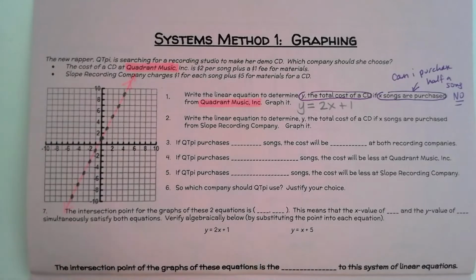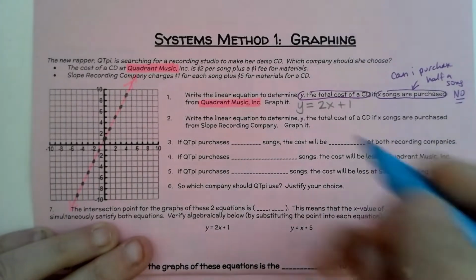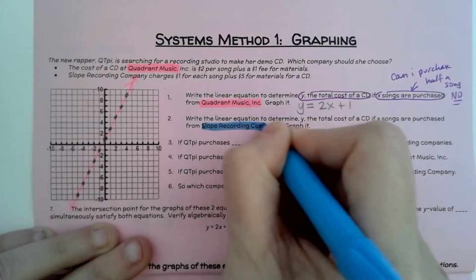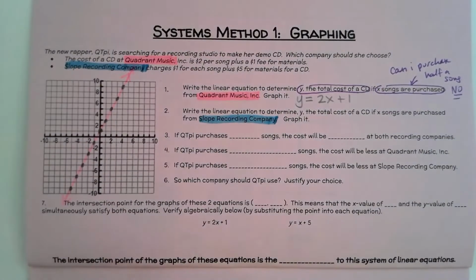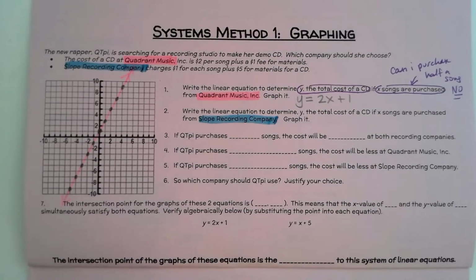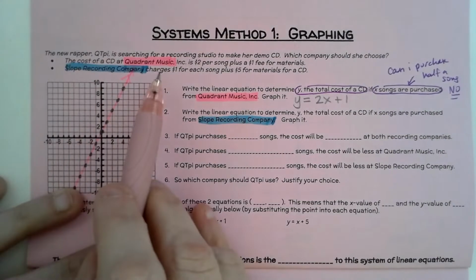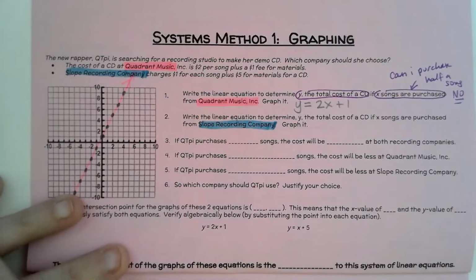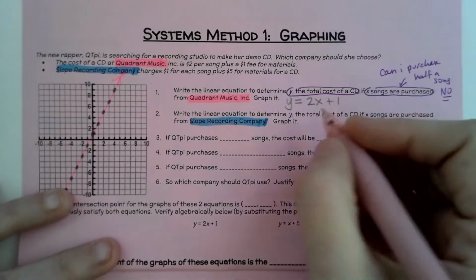Okay. Next question they ask me is, write the linear equation to determine the total cost of a CD if songs are purchased from Slope Recording Company. So now I have a new one, and Slope Recording Company is right here. They charge $1 for each song plus $5 for materials for a CD. So I want you to real quick write an equation and then identify the slope and y-intercept for that, and then graph it and come back and see if we got the same thing. Well, actually, let's check the equation first.